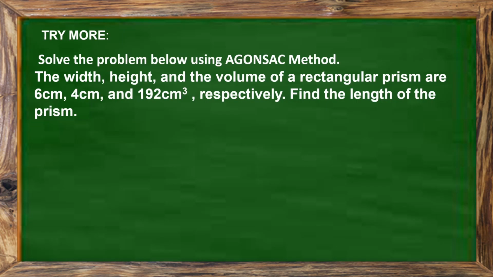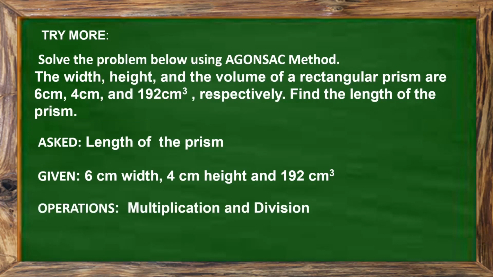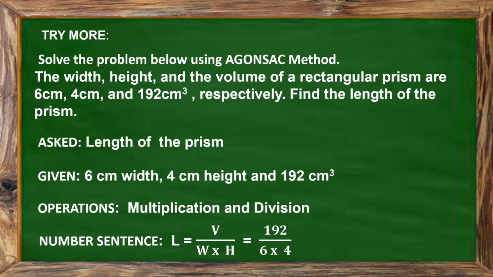Okay, asked: length of the prism. Given: 6 centimeters width, 4 centimeters height, and 192 cubic centimeters. Operations: multiplication and division. Number sentence: length is equal to volume divided by width times height, equals 192 divided by 6 times 4.